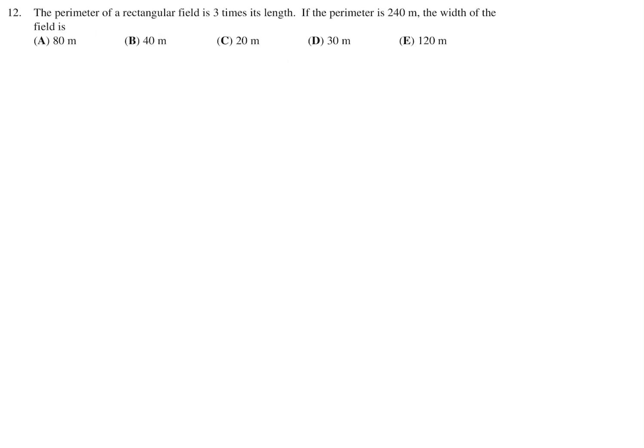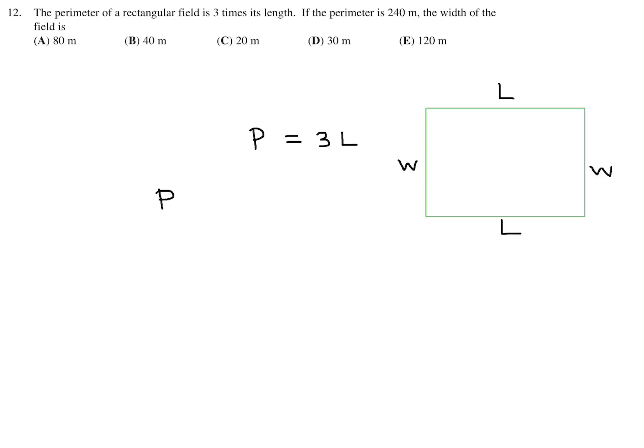The perimeter of a rectangular field is 3 times its length. If the perimeter is 240, the width of the field is. So perimeter is equal to 3 times the length. And if you have a rectangle of any sort, we know that if this is the width, this is the width, this is length, and that is length, perimeter is 2L plus 2W.